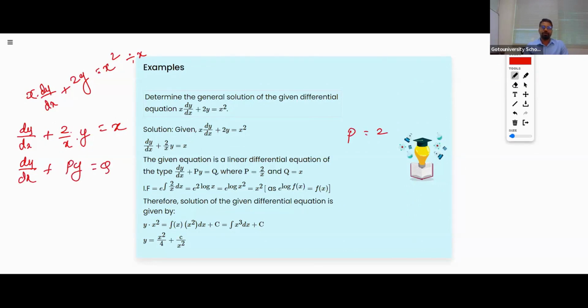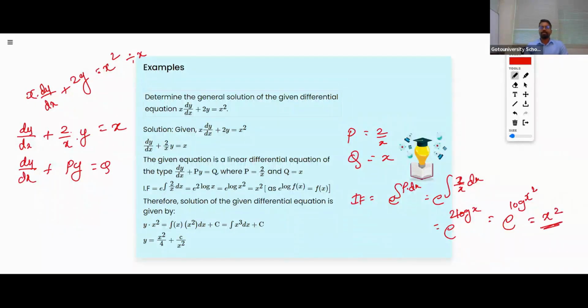So what is p here? 2 by x. What is q here? x. Now what is our integrating factor? Integrating factor is e power integral of p dx. So e power integral of 2 by x dx, which is e power 2 log x, which is e power logarithm of x square, which is actually x square. Why? Because e power logarithm to the base e will always equal that number. So integrating factor is simply x square.